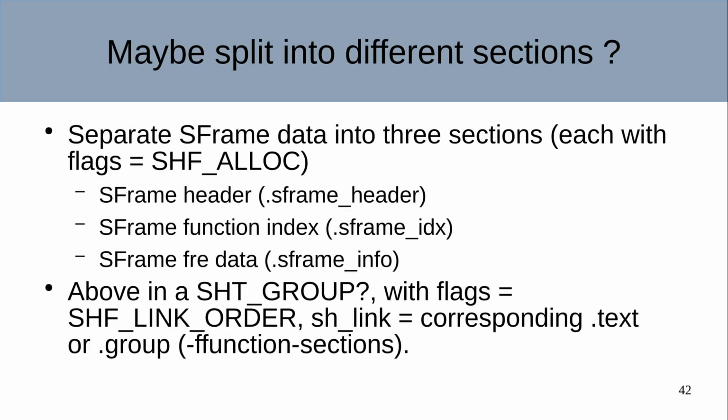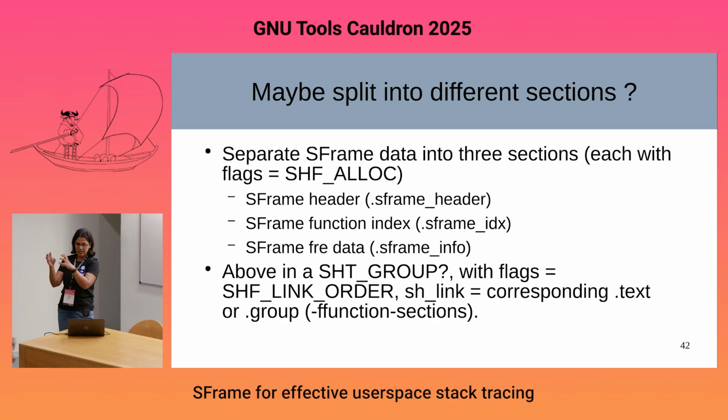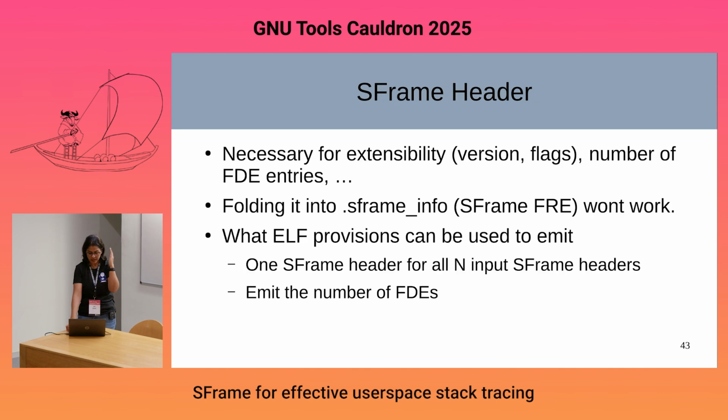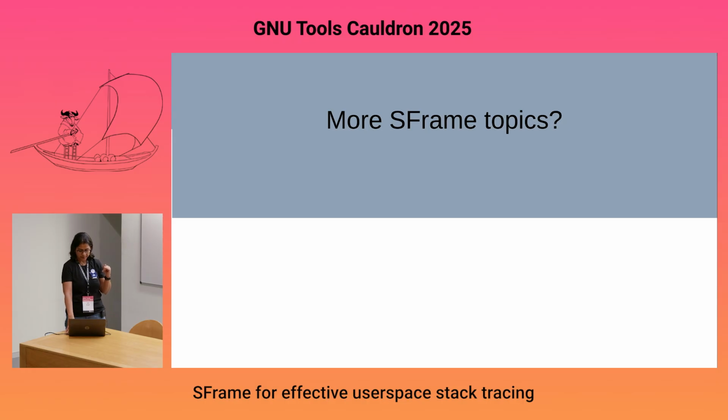Even if I split this data into three different sections, there is a header, SFrame IDX, and SFrame info. You generate these in the same section group, fine. Then suppose you figure out a way to create just one SFrame header in the linked binary. I don't know how, but fundamentally you do need the header. You cannot get rid of it, because in it I keep bits and pieces about how the format is evolving: the version and flags, and most importantly the number of FDE entries, so that the index is usable for stack tracers. I think that is it.